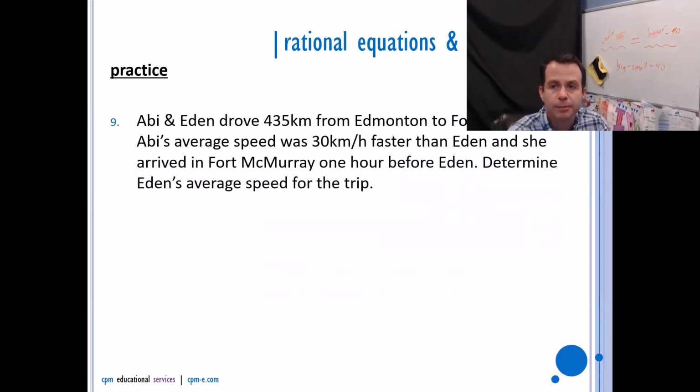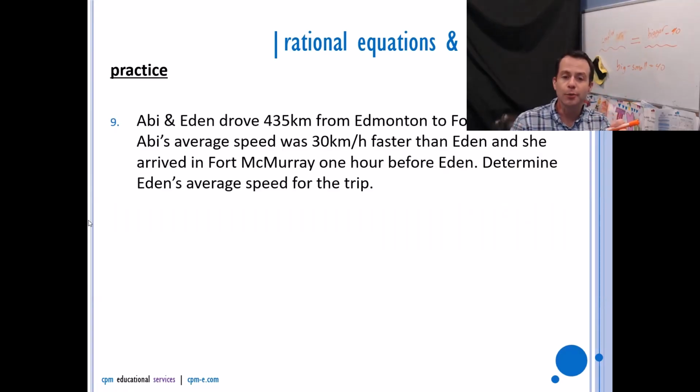Okay, last question. Abby and Eden drove 435 kilometers from Edmonton to Fort McMurray. Abby's average speed was 30 kilometers an hour faster than Eden, and she arrived in Fort McMurray 1 hour before Eden. Determine Eden's average speed for the trip. Now again, a question like this, I didn't give you any, I'm asking you to build the equation and to solve it. Your diploma would never do that to you, but I want you to be able to practice both items right now, so I'm gonna do it to you. That's how nice I am.